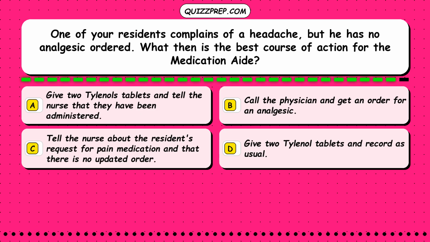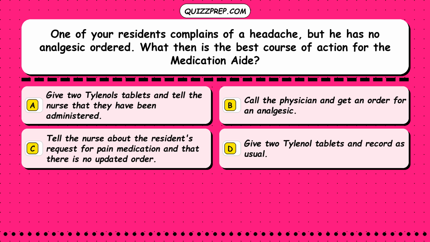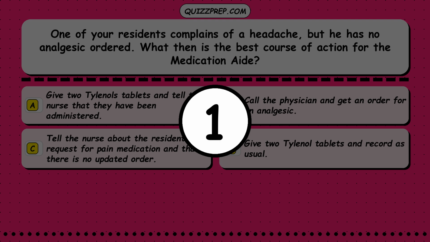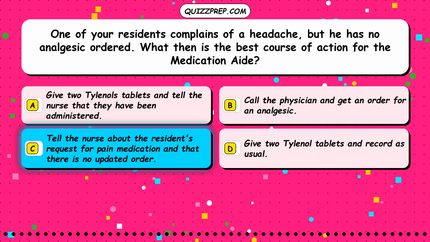Question 76. One of your residents complains of a headache, but he has no analgesic ordered. What then is the best course of action for the medication aide? Option A, give 2 Tylenol tablets and tell the nurse that they have been administered. Option B, call the physician and get an order for an analgesic. Option C, tell the nurse about the resident's request for pain medication and that there is no updated order. Option D, give 2 Tylenol tablets and record as usual. The correct answer is option C, tell the nurse about the resident's request for pain medication and that there is no updated order.